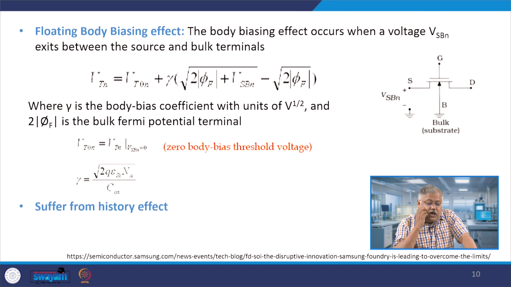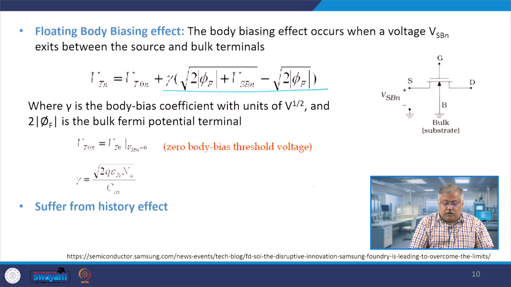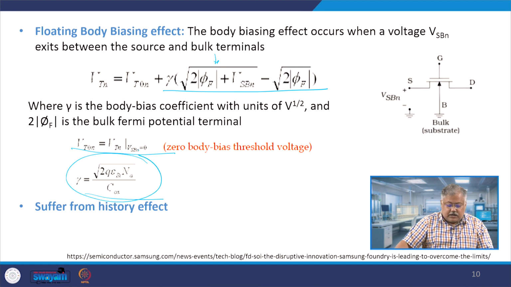Let us come to the floating body biasing effect. Body biasing effect occurs when you apply a voltage VSB, source to bulk, right. I discussed that earlier also: the threshold voltage VTN will be equal to VTN0 plus gamma times this value, where gamma is the body coefficient factor and 2 phi f is the bulk Fermi potential. Here VT0n is the zero bias threshold voltage and gamma is equal to root of 2 q epsilon silicon Na, divided by Cox, right.